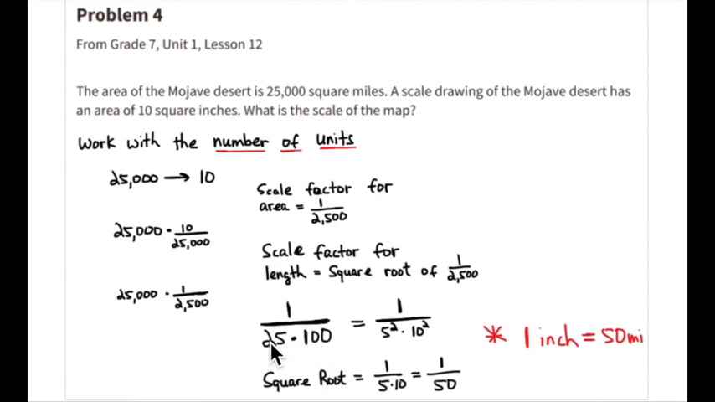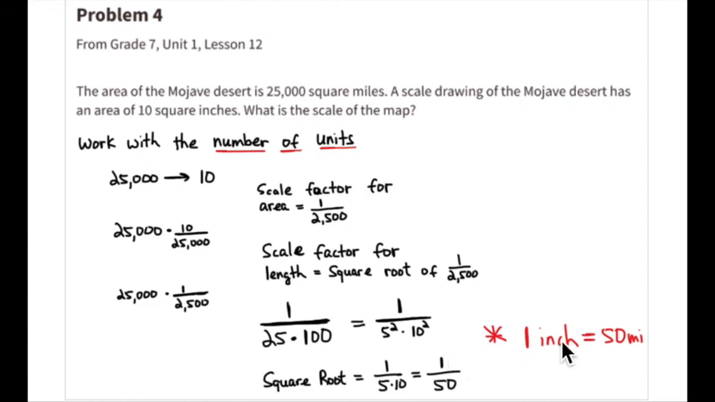Just ask yourself, what number times itself equals 25? Well, that's 5. 5 times 5 is 25. And what number times itself equals 100? That's 10. 10 times 10 is 100. So the square root of 25 is 5, and the square root of 100 is 10. So 1 over 5 times 10 is 1 over 50. So the scale factor for the length is 1/50th.